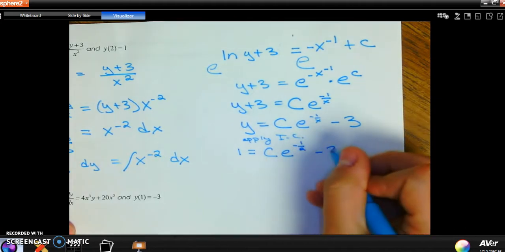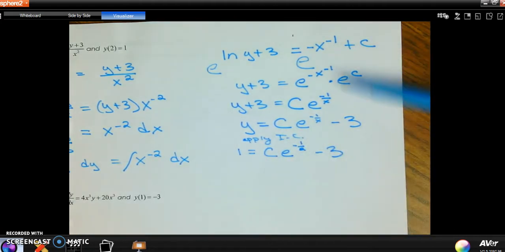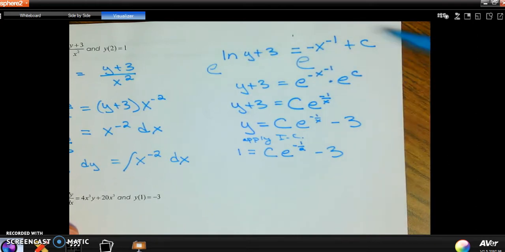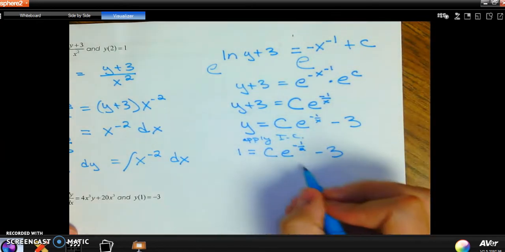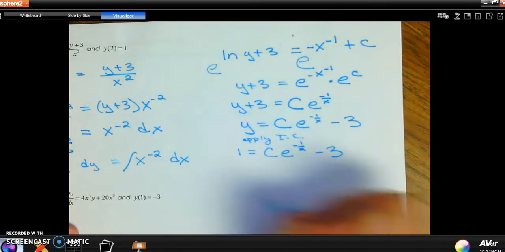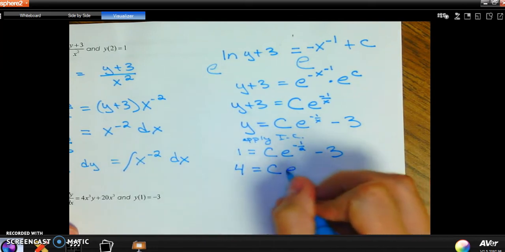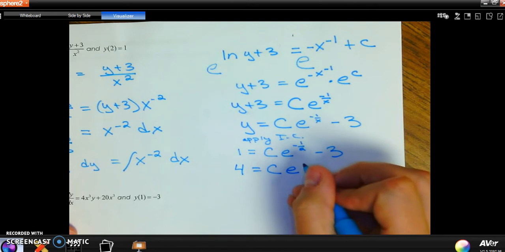And the whole reason we had to go through this is if you tried to apply your initial condition earlier, you'd get into a lot of trouble because you could plug in a y and an x value there, but you wouldn't ever be able to figure out that c. That's why we had to go through this process. Okay, so here I'm going to add 3 to both sides, so I get 4 equals c e to the negative 1/2.